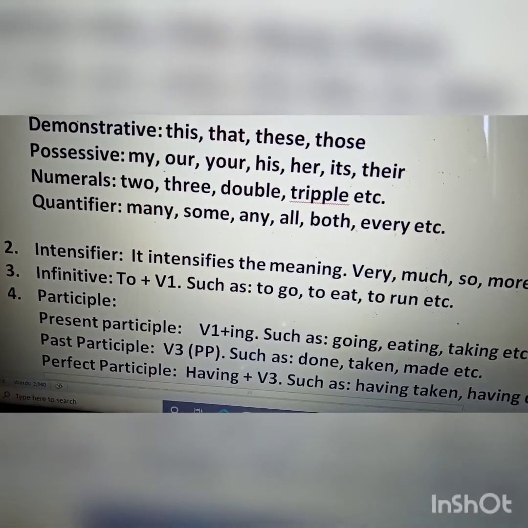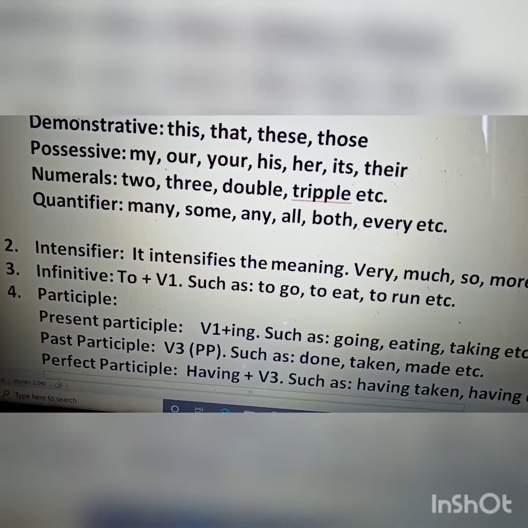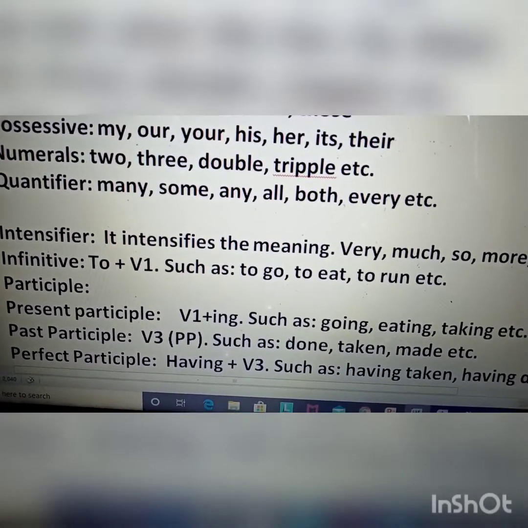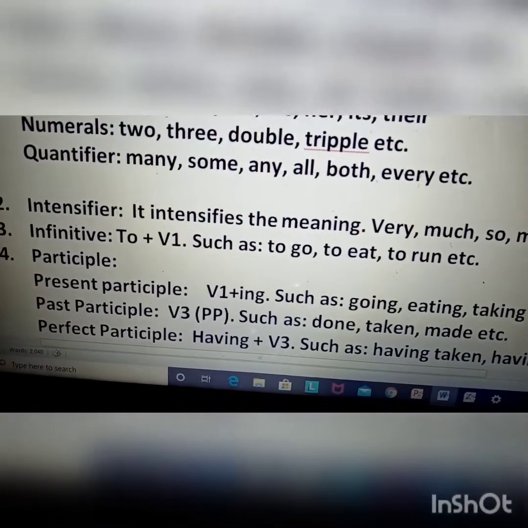In number 3, infinitive. Infinitive means to plus the base form of a verb. Here are the examples: to go, to eat, to run, etc.